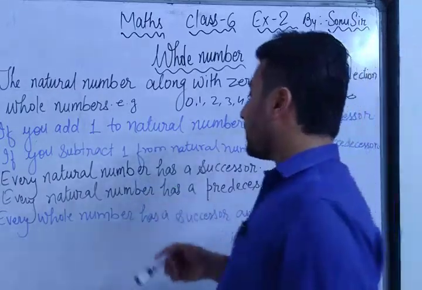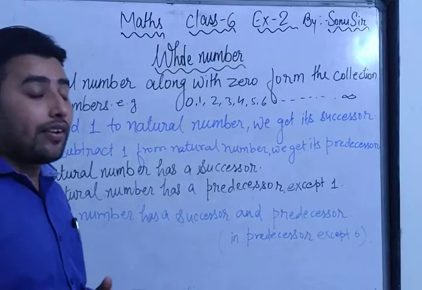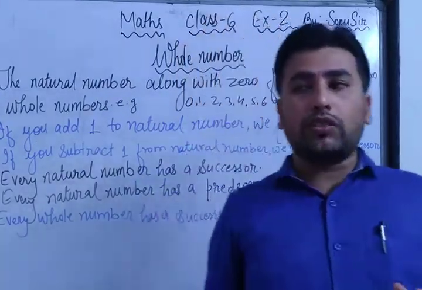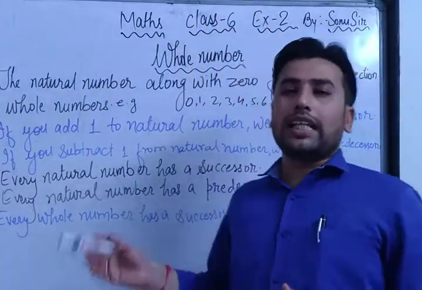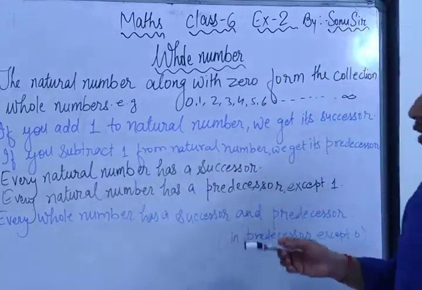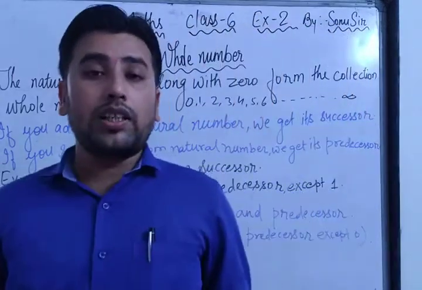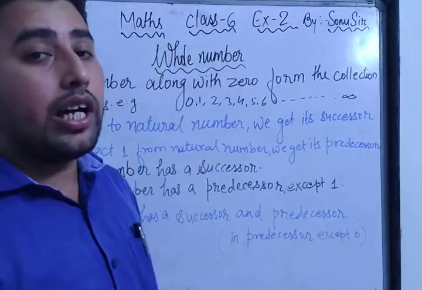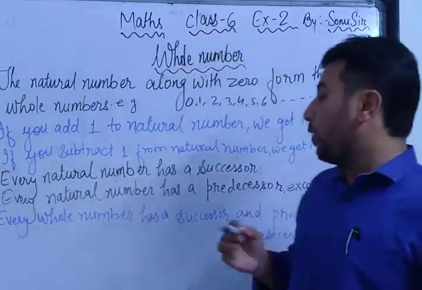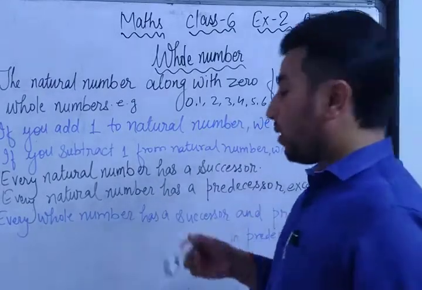Every natural number has a successor, right? Can you tell me any natural number that does not have a successor? Any natural number. Natural number means counting number 1 to infinity. If you add +1 to that number, you will get its successor. So every natural number has a successor. Every natural number has a predecessor except 1. Means in natural numbers, if you do -1 at the position of 1, then that number will be a whole number. So remember, dear students, except 1, all the natural numbers have their predecessor by doing -1.